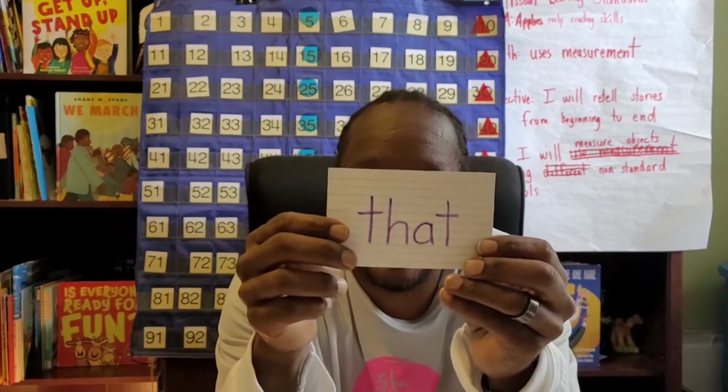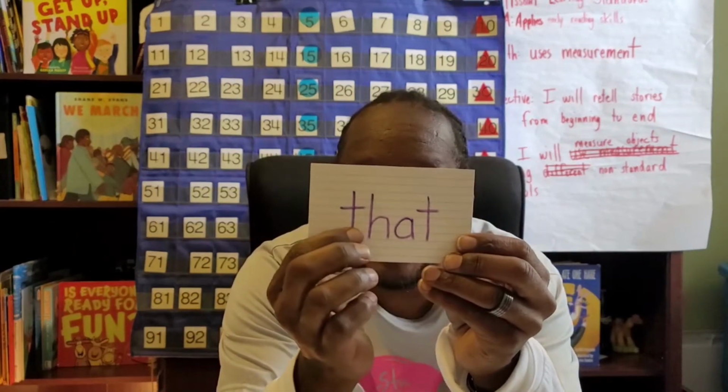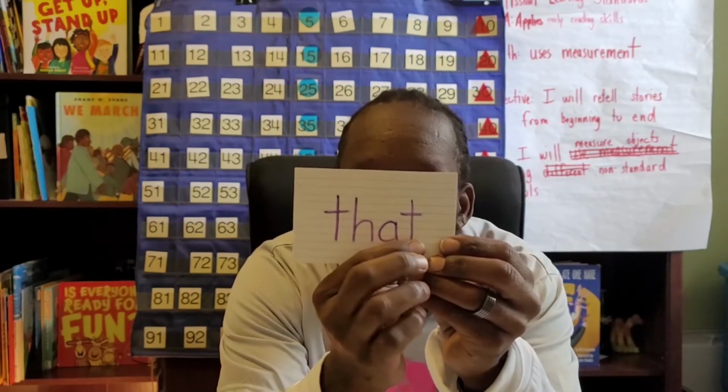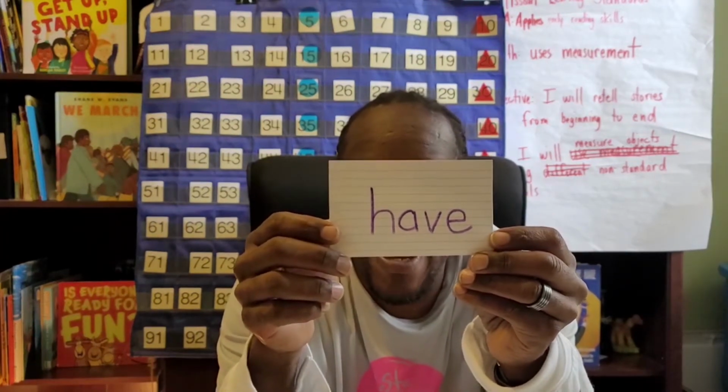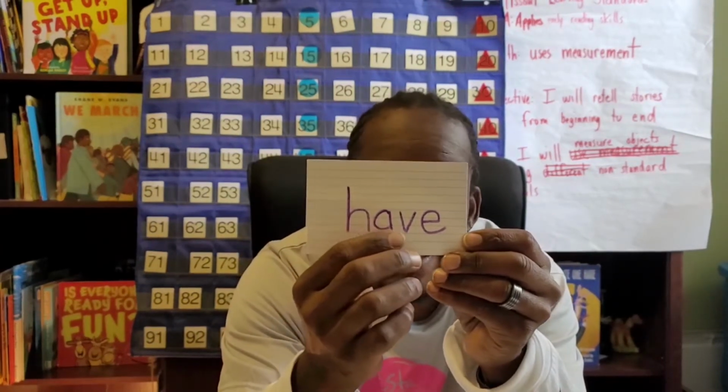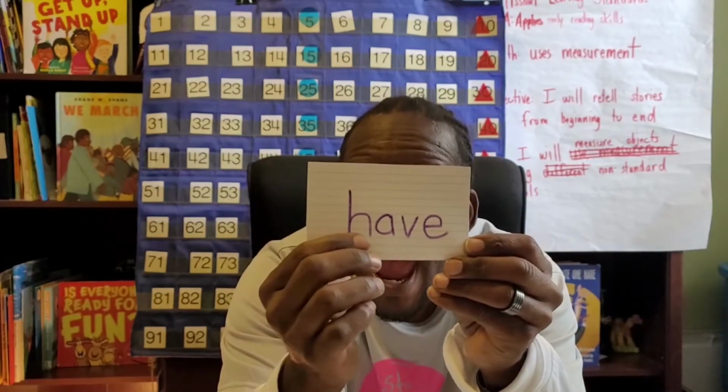What word is this? That. T-H-A-T. That. And what word is this? My. M-Y. My. And what word is this? Have. H-A-V-E. Have.